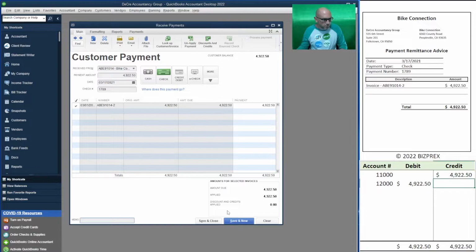There it is, debits and credits are again in balance. And move forward, and we know the debits and credits behind this interface. That's the cool part, right? If you don't, well, this amount right here is a debit to 12,000, and undeposited funds goes up because it's an asset. And this amount right here is a credit to account 11,000, which is accounts receivable. It goes down because it's an asset.